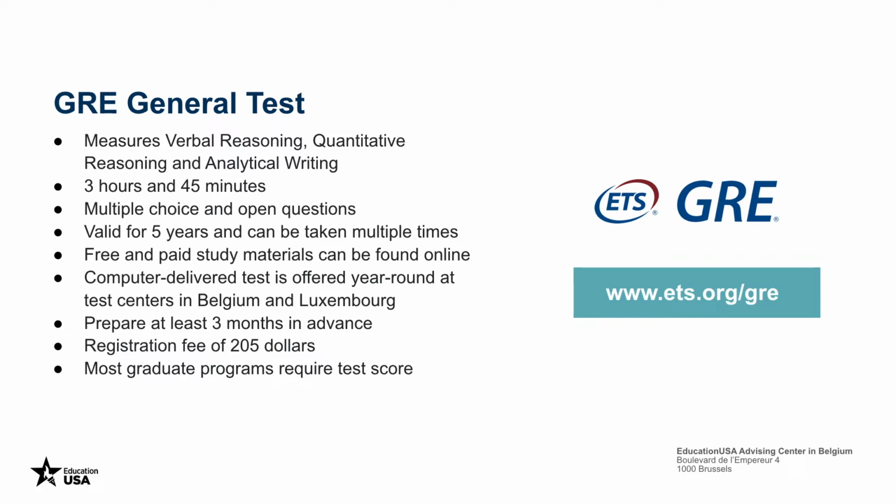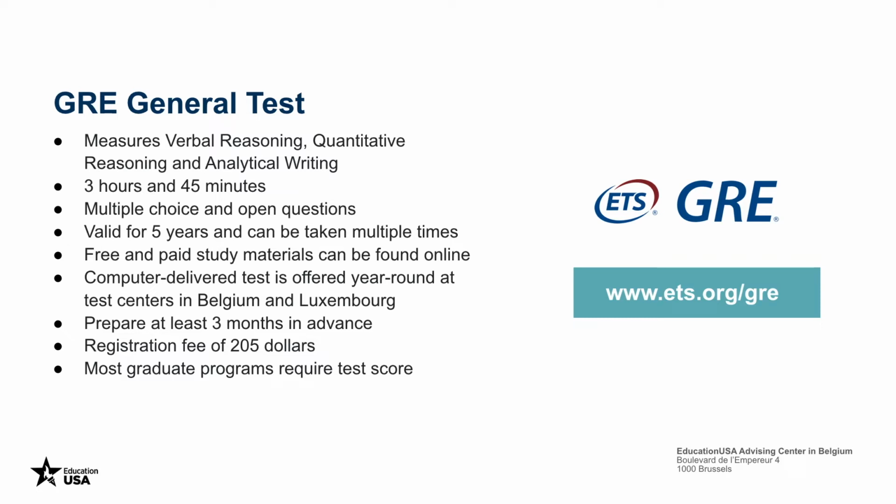The test is available at more than 1,000 test centers in more than 160 countries. In Belgium and Luxembourg, the computer-delivered GRE General Test is offered year-round at Pearson VUE test centers. In order to find a test date and to register, you will need to create an ETS account online and follow the instructions on the official website of ETS. We recommend that students register and begin preparing for the GRE at least 3 months in advance of taking it. You can take the computer-delivered GRE General Test once every 21 days, up to 5 times within any continuous rolling 12-month period.